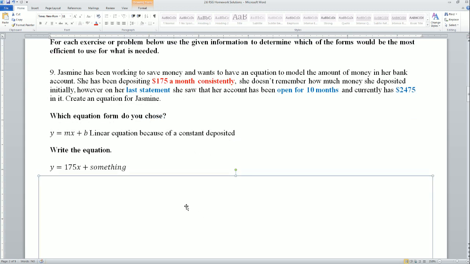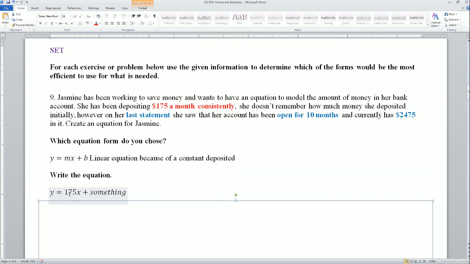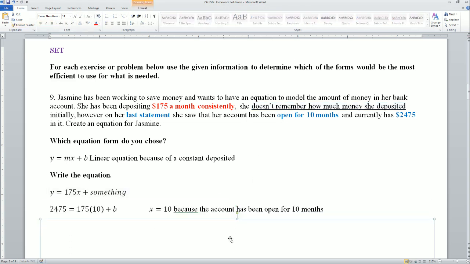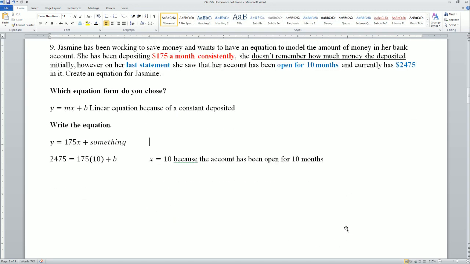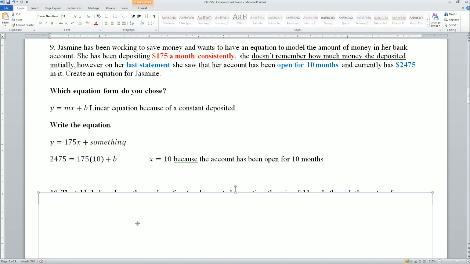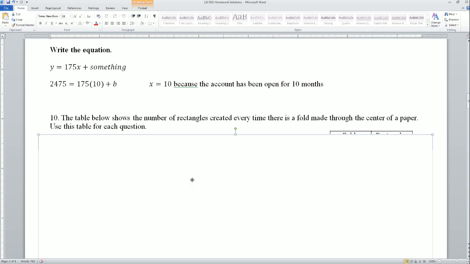Here's writing the equation. I wrote y equals 175x plus something. I do not know this something because she does not remember how much she deposited. That's why it's something here. But I know that x equals 10 because the account has been open for 10 months, so I can substitute that in for x. That is how I got this equation. Then you could solve for b from there.